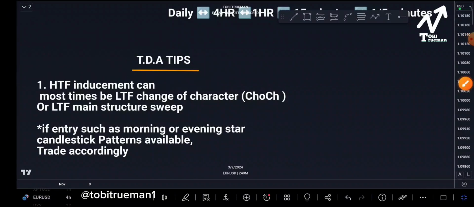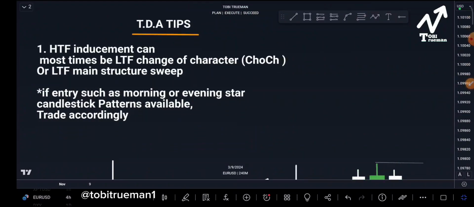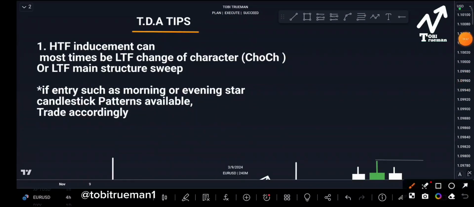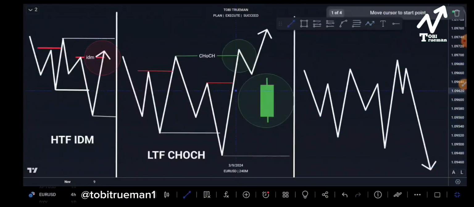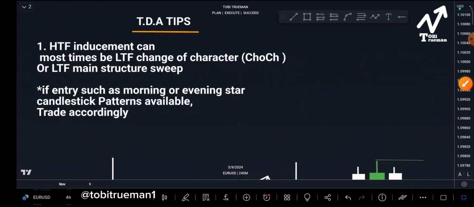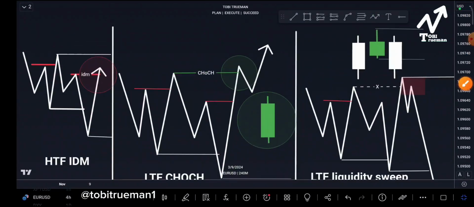So the top-down analysis tips, the secret, one of the things we can take from there is this: we need to take note, like I posted on my Instagram and Twitter page, that higher time frame inducement can most times be a lower time frame change of character, or it can also be a lower time frame main structure sweep. Very important. Now, take note that if an entry such as a morning or evening star candlestick pattern is available, you can trade accordingly. I will show you a pictorial representation of what I'm talking about. Now, let's look at this chart.